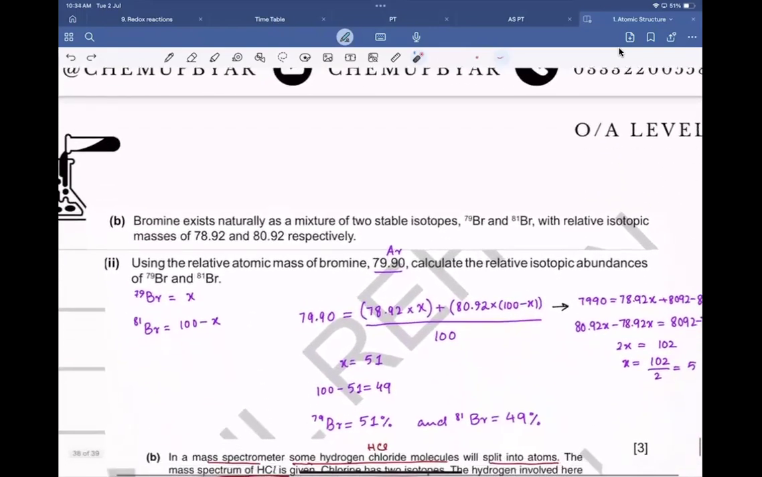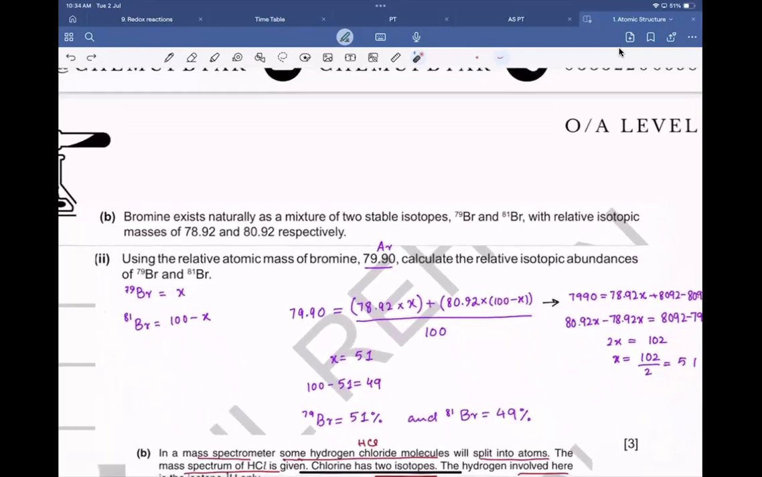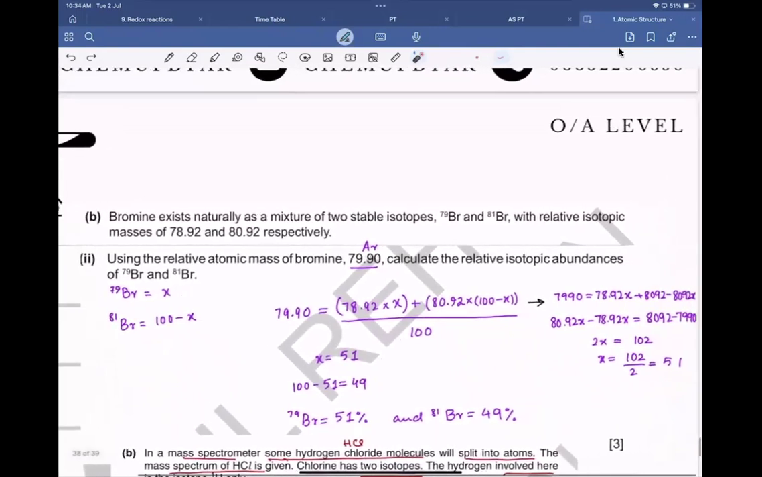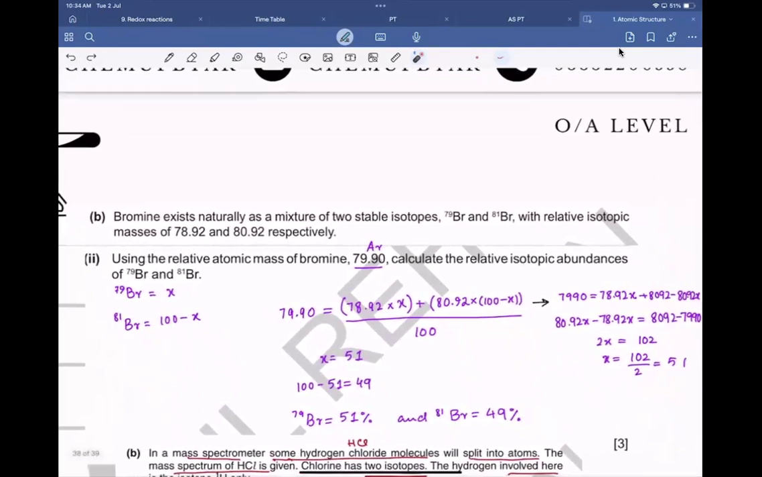Now, tell me, do you know this kind of working or not? Yes, I know. Okay. So in this, they have given you the relative atomic mass, and they have given you the relative isotopic masses of both the isotopes of bromine. And they ask you to find the abundances, right? Yes, sir.